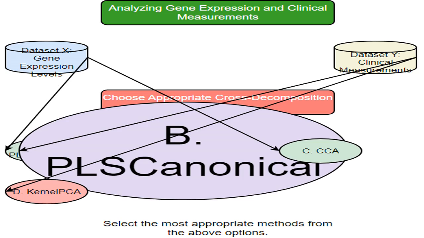This is like a fancier version of PLS. Instead of just prediction, it tries to find the strongest relationships between the underlying factors driving both datasets. It aims to find the hidden connections more directly. Think of it as finding the core similarities between the two sets of numbers.